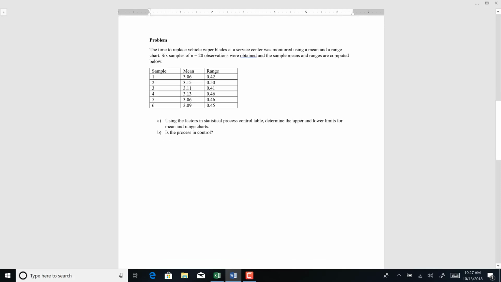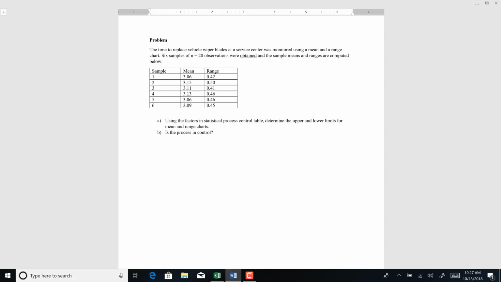So here is our question. The time to replace vehicle wiper blades at a service center was monitored using a mean and range chart. 6 samples of n equal to 20 observations were obtained and the sample means and ranges are computed below. We are given the means and ranges. Question 1 is, using the factors in the statistical process control table, determine the upper and lower limits for mean and range charts.